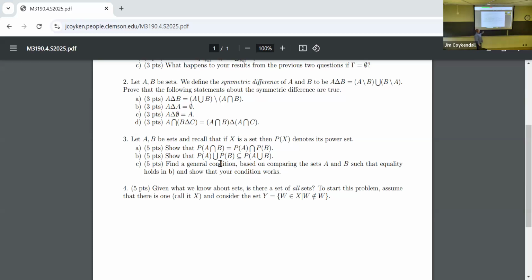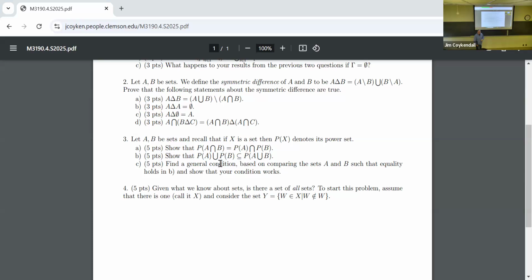Show that the power set of A union the power set of B is contained in the power set of A union B. So it's a little bit different here. And C, find a general condition based on comparing the sets A and B such that you can actually get equality. So find me a condition comparing A and B that tells me when you can have equal signs in part B.